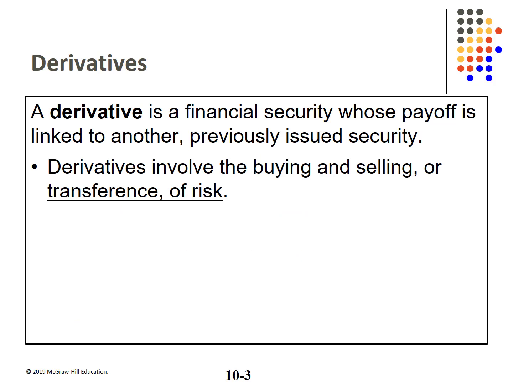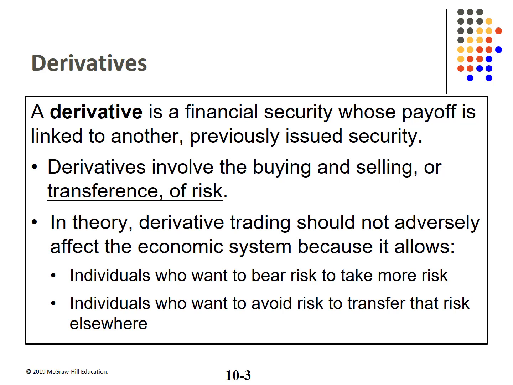The payoff on a derivative is linked to another security. The focus is on transferring risk. Derivatives should have a neutral impact on the economy, since those who want to take on risk can, those who want to avoid risk can transfer it. In 2003, Alan Greenspan, former Federal Reserve Board Chairman, credited the derivative securities markets with helping the banking system maintain its strength through the economic recession in the early 2000s.